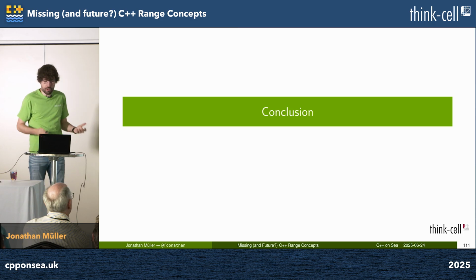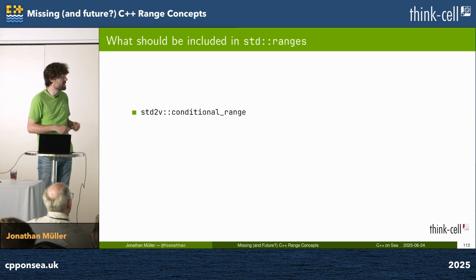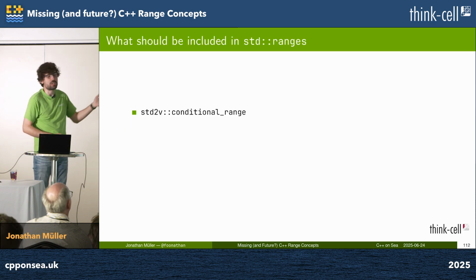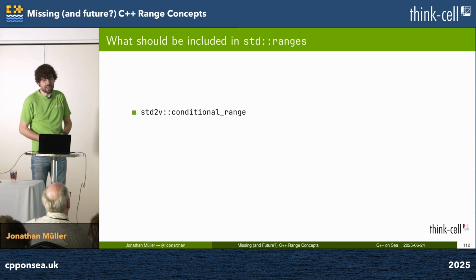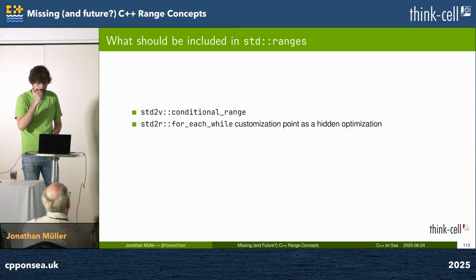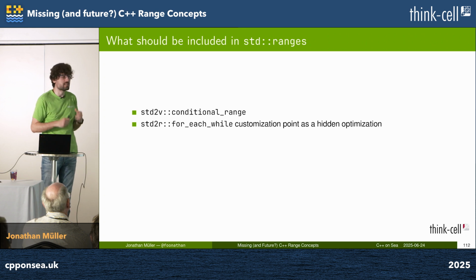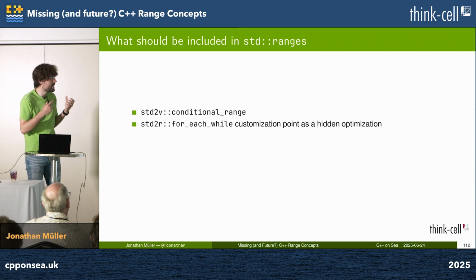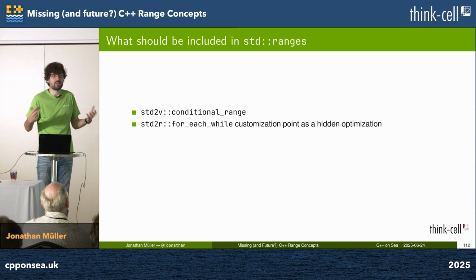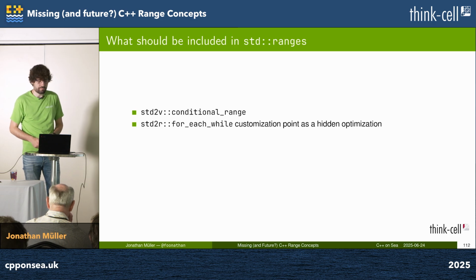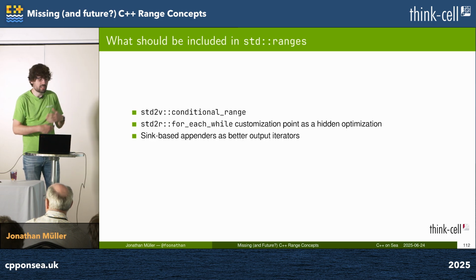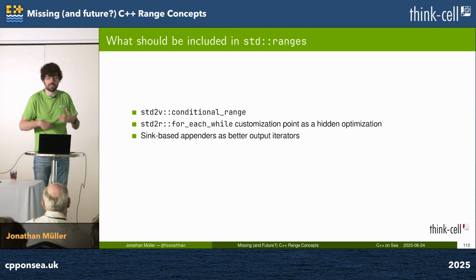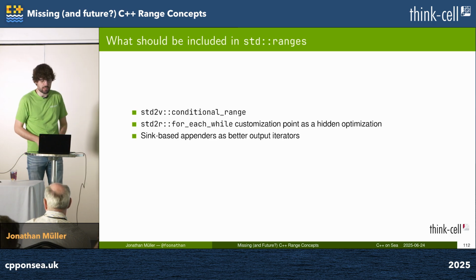So to conclude, what should definitely be included in the standard ranges? Conditional range. It's a small helper. We're going to have any view, conditional range fits right in there, just useful, should be included. The for each while customization point is desperately needed. It's just a hidden optimization that makes range algorithms usable in so many cases. Similarly, we can then build sink-based appenders on top of those and have better output iterators and better performance and can do express chunking when we copy stuff around.